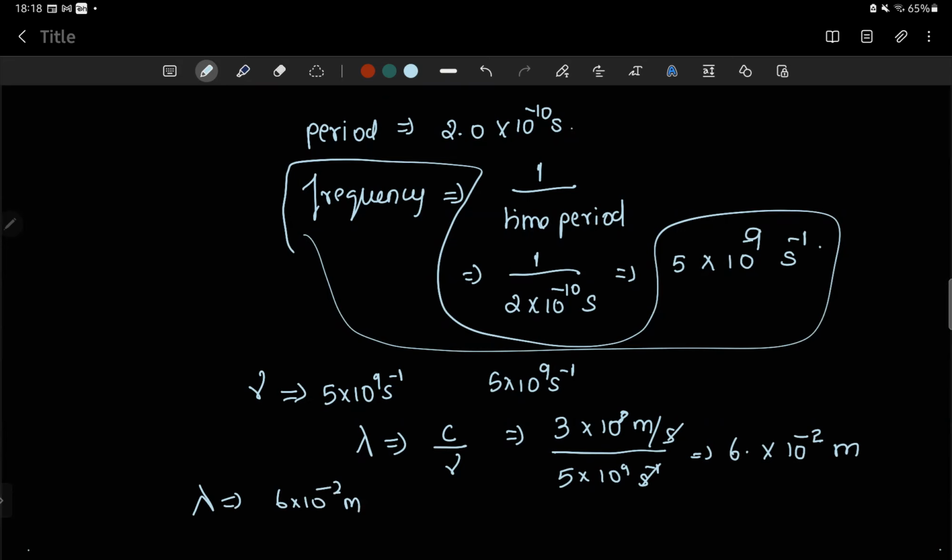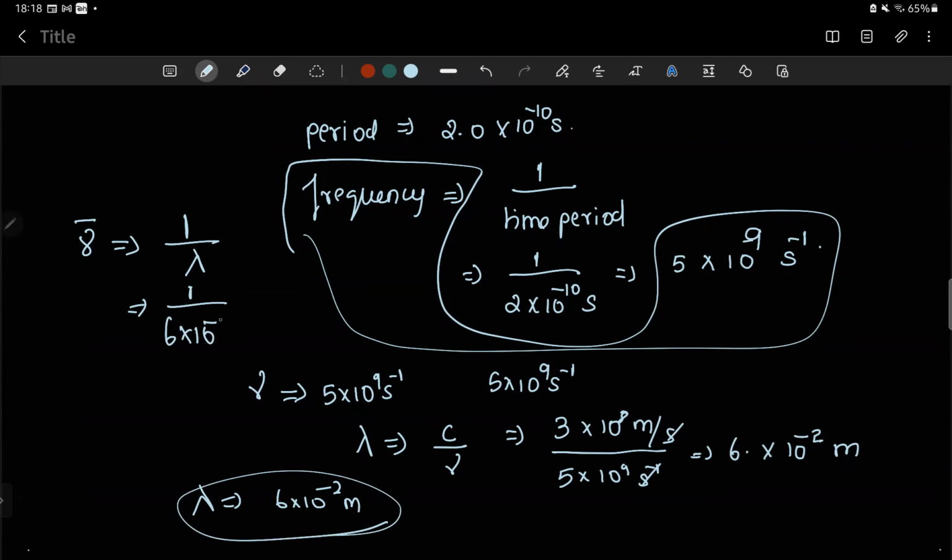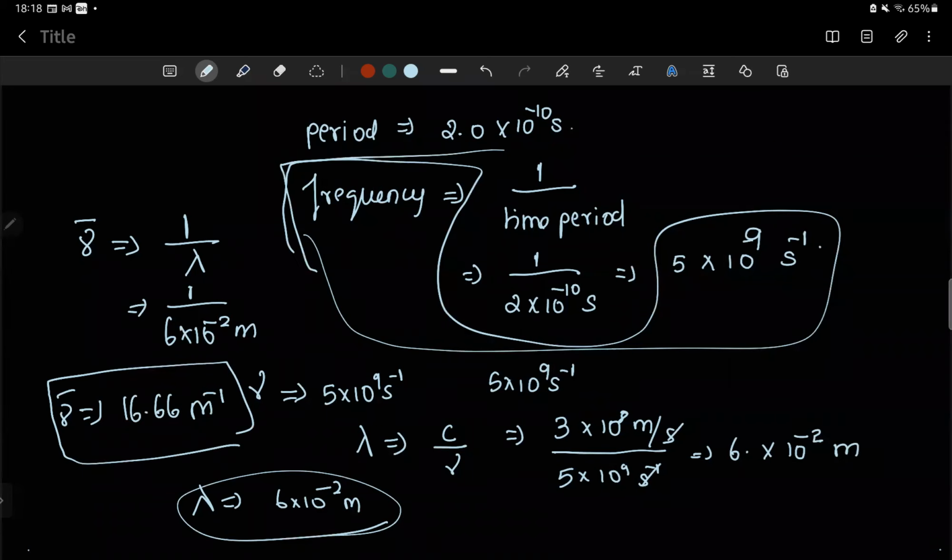meter. And next, the wave number, what will you do? We know wave number is 1 by lambda. Very good. 1 divided by lambda, which we found to be 6 into 10 to the power minus 2 meter. So which means 16.66 meter inverse. That's it. So do remember this one: frequency is equal to 1 by time period. So if the time period is given, use this formula to find the frequency, and after that you can easily find out the wavelength and wave number.